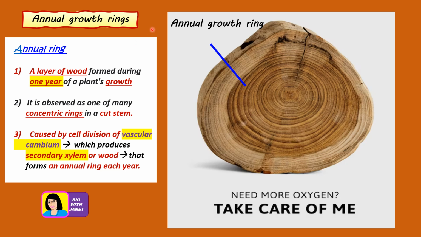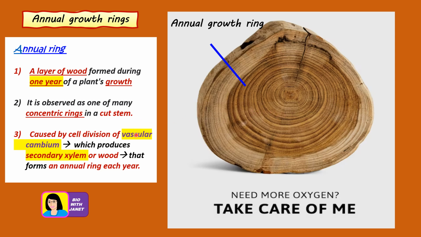Now let's discuss annual growth rings, which are found in the stems of trees that have undergone secondary growth. So what's an annual ring? It is a layer of wood formed during 1 year of a plant's growth. Just take one concentric ring here, just one ring. That is one annual ring. It is observed as one of many concentric rings in a cut stem. All these concentric rings have the same center, and they are actually layers of wood or secondary xylem that's formed during secondary growth.